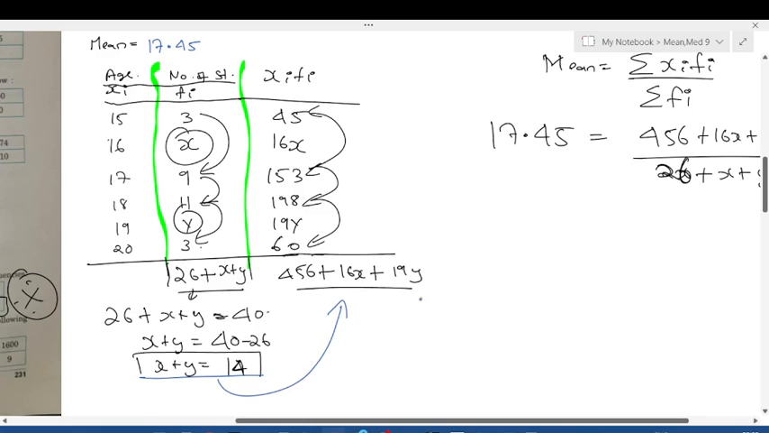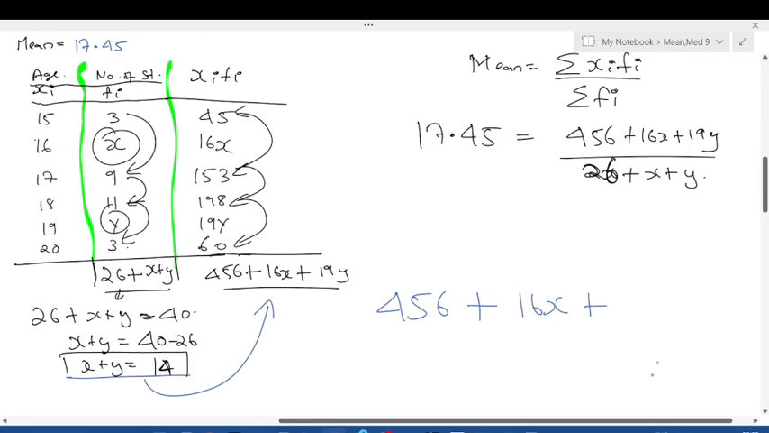I'll tell you how to substitute. Take 456 plus 16x and 19y is given. Which is smaller, 16 or 19? Respond, all of you. What I'll do is I'll write 19y as 16y plus 3y. Is it clear? Does it make sense? Both are the same, right? 16 plus 3 is 19. Now I'll keep 456 plus 3y as it is.